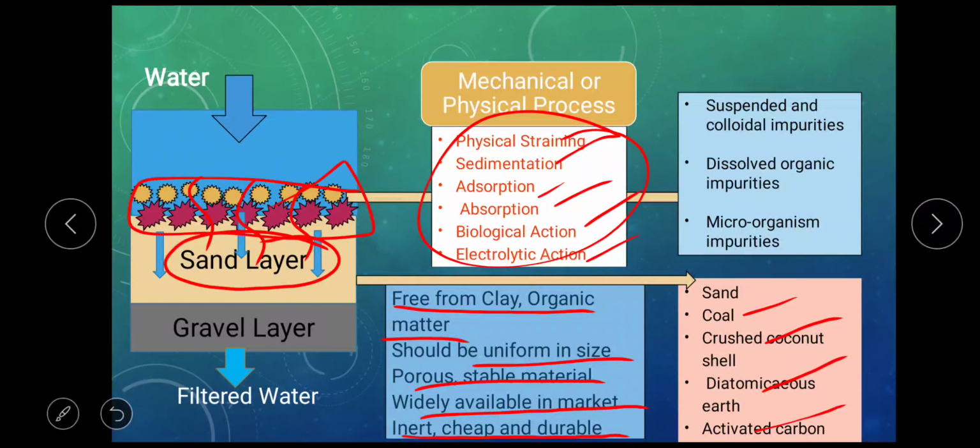These impurities are suspended and colloidal impurities. Those impurities which were not removed in the primary sedimentation tank, or sedimentation with coagulation, will be removed in the filter, because the efficiency of any unit or any mechanism will never be 100%. The main function of the slow sand filter is to remove the dissolved organic impurities present in water. It also removes bacterial contamination.